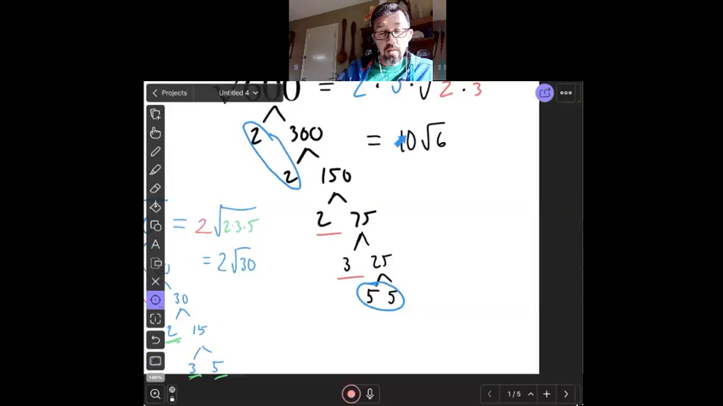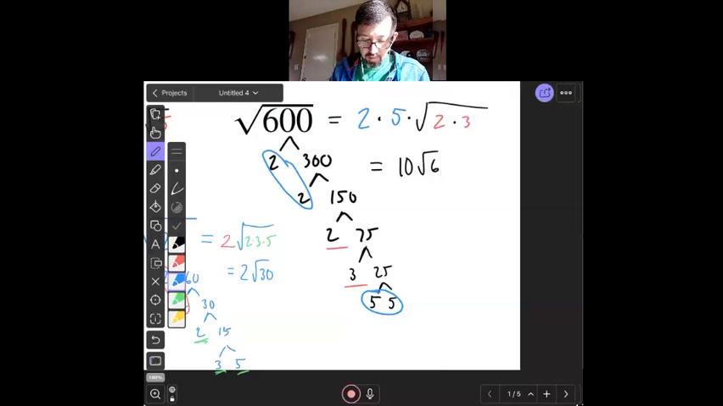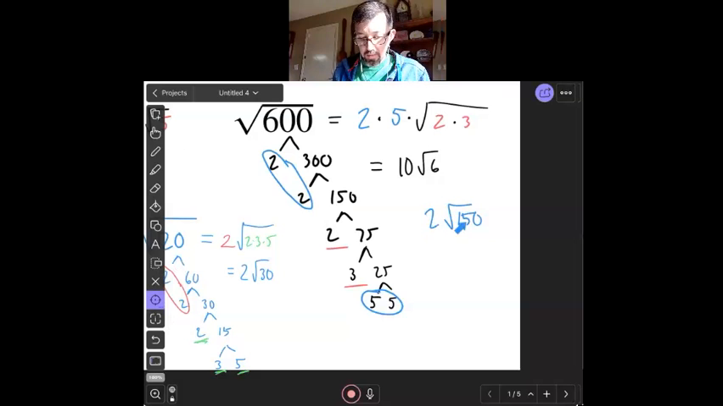Or if I look over here, 10 squared is 100. So 100 times 6, 600. Okay, does that make sense? So you can check to see if it's equal. Again, not necessarily right, because if I group the 2s here, but I didn't group the 5s, I'd have 2 times 3 times 5, which would be 150. So 2 squared is 4. 4 times 150 is 600. So this is equal to that, but it's not fully simplified.